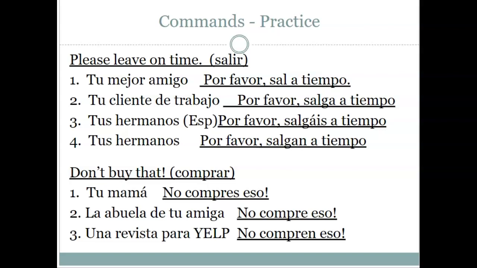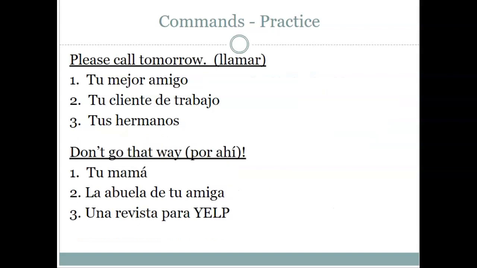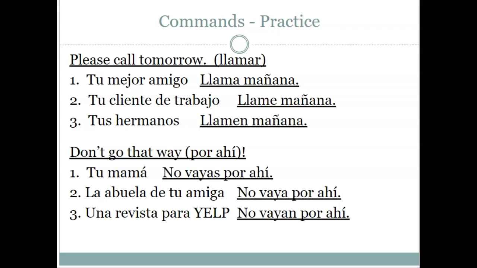If you're going to ask your friend to leave on time, just to your friend, you'd say, por favor, sal a tiempo. And then to your work client, salga a tiempo. To your brothers and sisters, in Spain, that's the vosotros one, salid. And to your brothers and sisters everywhere else, salgan. You can look at these if you want.